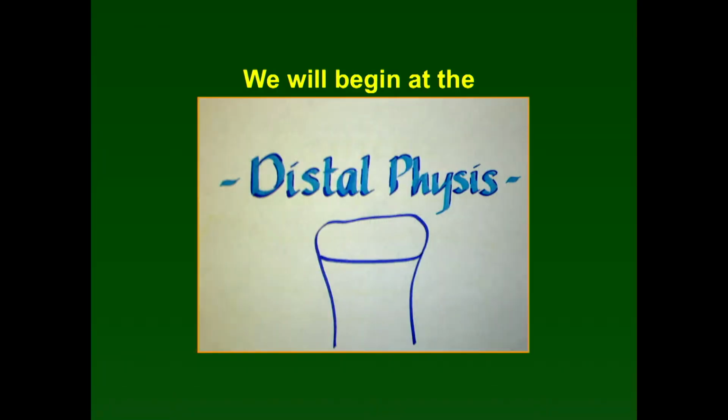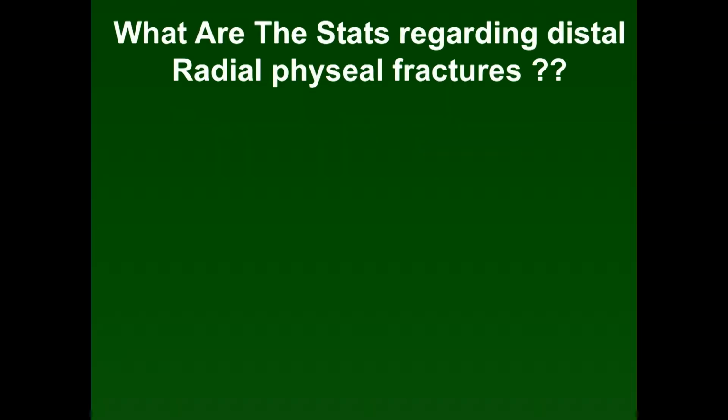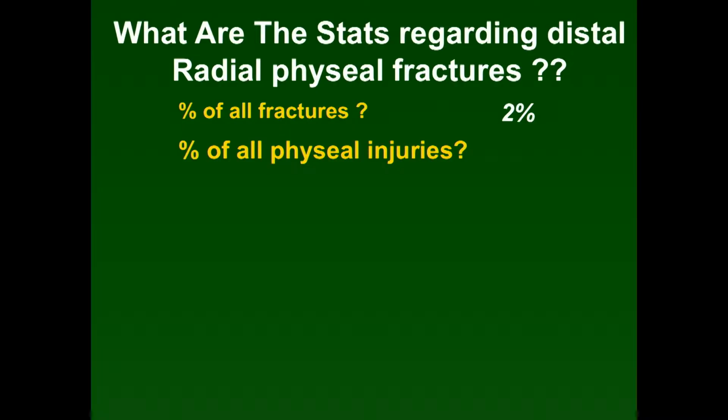Now we'll begin actually at the distal physis. We'll start at the distal physis. Okay, so what are the stats regarding distal radiophyseal fractures? What percentage of all fractures are distal radiophyseal fractures? When you look over all of them, 2%, very good, yes, 2%. It's the most common physeal fracture in the child. What's the overall percentage for them? The Salter-Harris 2, that would be 39%? Yeah, pretty close, 39%, right.